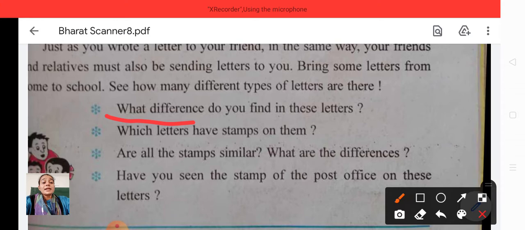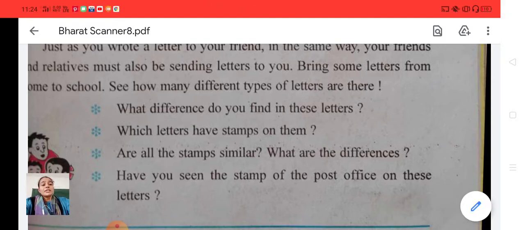So students, letters are of many types. We found letters written on postcards, inland letter cards and in envelopes too. Now second one. Which letters have stamps on them? So answer is all the letters have stamps on them.